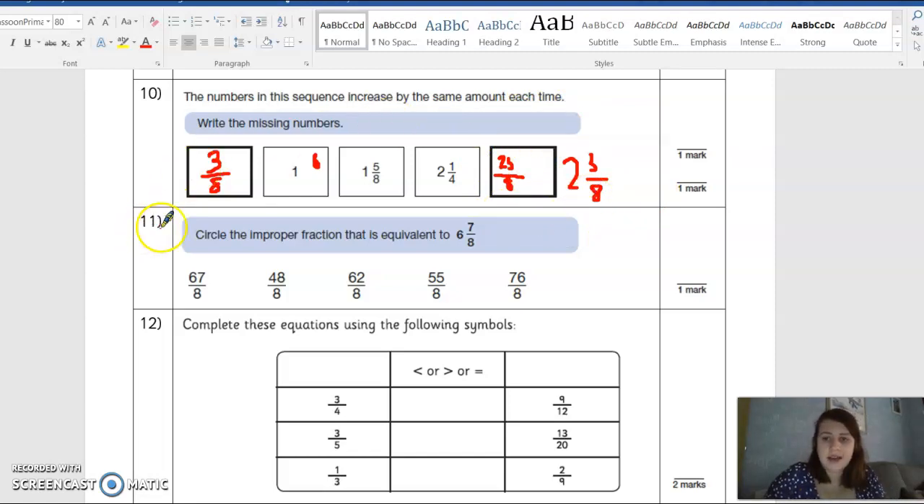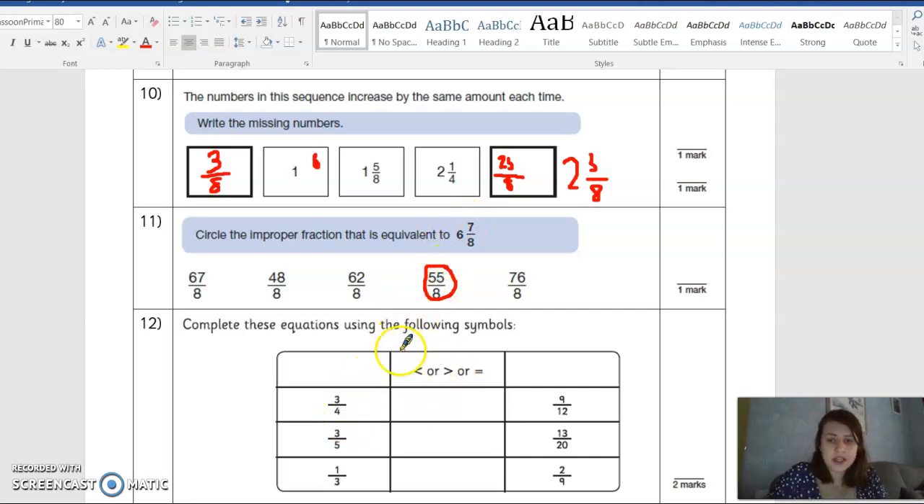Okay, number 11. Circle the improper fraction that is equivalent to 6 and 7/8. So remember, 1 whole is 8/8, and we've got 6 of those. So we need to do 6 lots of 8/8, and then we need to add on our 7/8. So hopefully you would have got the answer 55/8 for that one, and we did that last term quite a lot, so hopefully you got that one right.